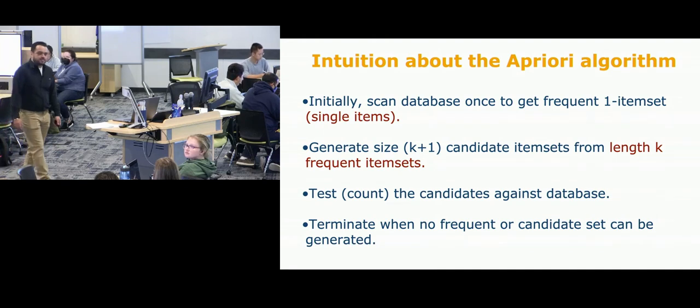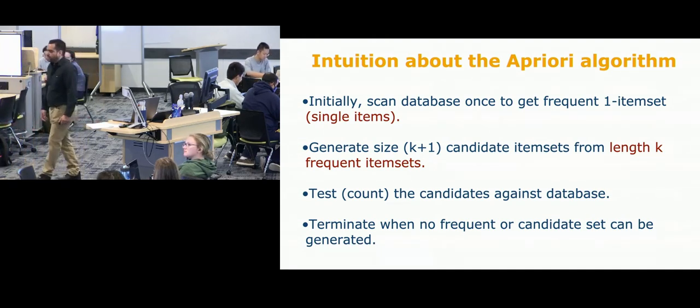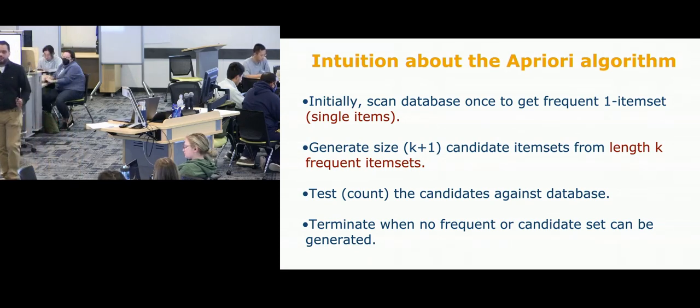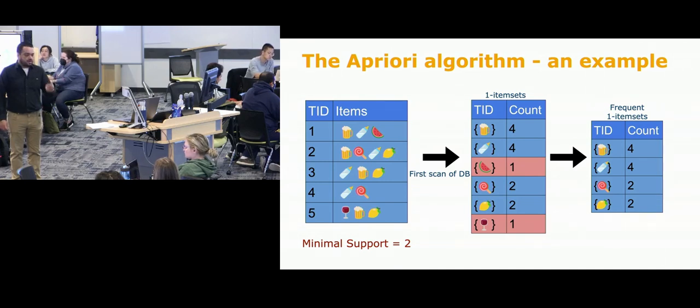And here's how the a priori algorithm works. Initially, you scan the database to get the frequent 1-item sets. Then you generate k plus 1 candidate item sets from length k frequent item sets. Then you test the candidates against the database and terminate when no frequent or candidate set can be generated. So now let's run through an example to make things more concrete. Assume that the minimal support you have specified is 2. And here is your database.